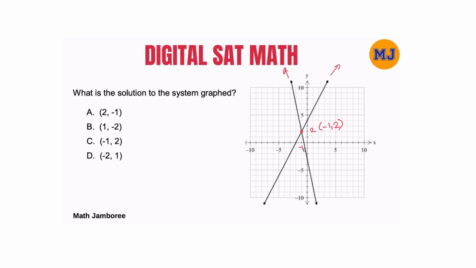This means the solution to the system of equations is x is -1 and y is +2. In other words, the point (-1, 2) satisfies both equations. Therefore, our right answer for this question would be choice C.